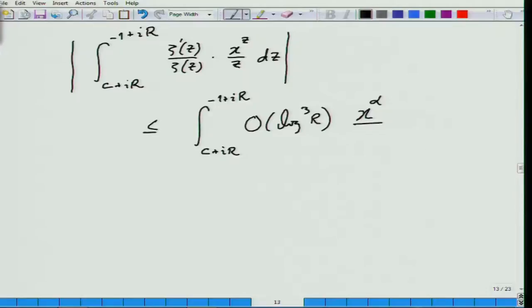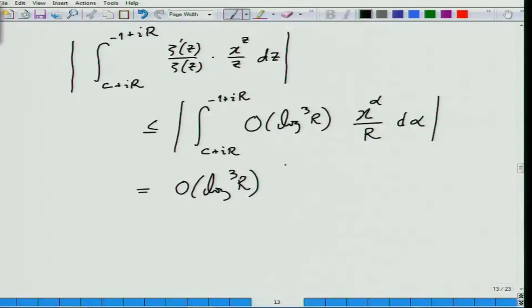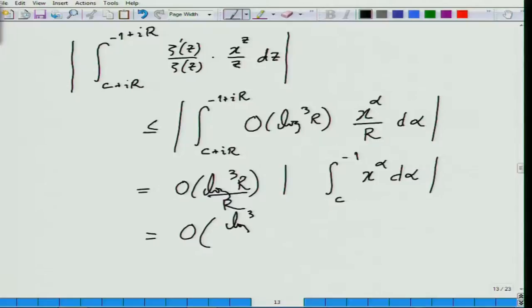Mod z is at least r, so I can divide by r safely, and we have d alpha. dz is the same as d alpha. So this is order log cube r, divided by r of course, times the integral going from minus 1 to c of x to the alpha d alpha. And this is, of course, familiar. We know that this is equal to order log cube r by r.